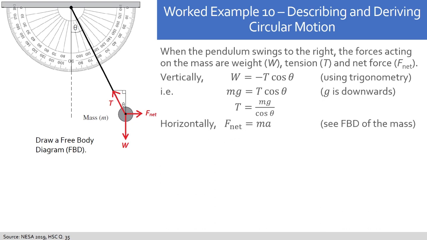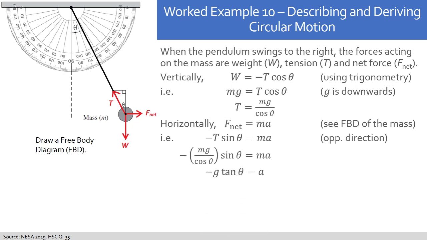Horizontally, F net equals ma, from the perspective of sitting inside the car as the car is moving. That is negative T sine theta, remember sine is opposite over hypotenuse, equals ma. It's in the opposite direction. So we substitute for T that we just found. So negative mg on cos theta, times sine theta, equals ma. Of course, sine over cos is tan, and we can cancel out the masses. So we're left with an expression that says negative g tan theta equals a, the acceleration.